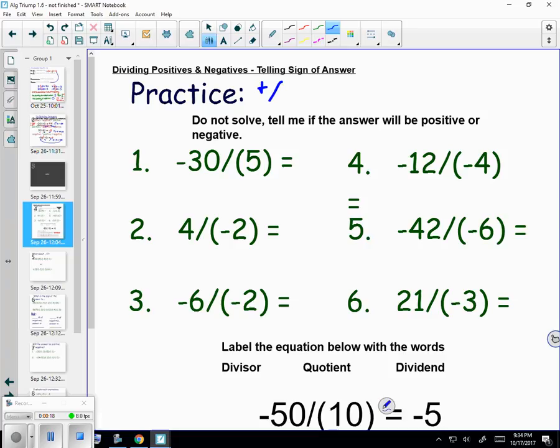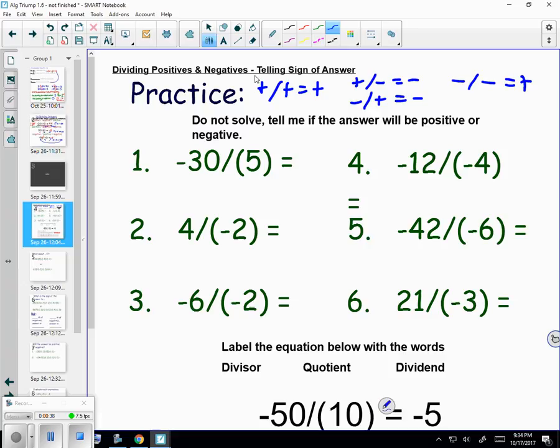Positive divided by positive is positive. A positive number divided by a negative number is negative. A negative number divided by a positive number is negative. A negative number divided by a negative number is positive.